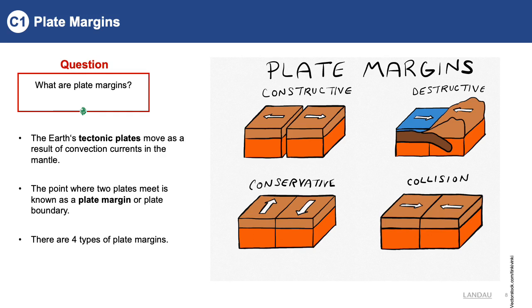We have destructive plate margins. That is where the oceanic plate goes underneath the continental plate. Usually at destructive margins, we do see volcanoes. And we have collision margins. And with collision margins, we usually tend to have mountain ranges.